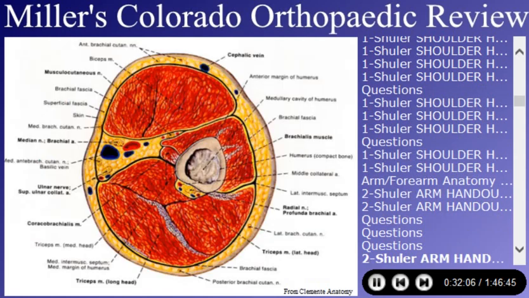This I just showed you. This is from Clemente's anatomy. It's a good cross-sectional diagram just to highlight some of those. Right here, median nerve, as we said before. The medial antebrachial cutaneous nerve is actually now shown in its relationship directly to the basilic vein.